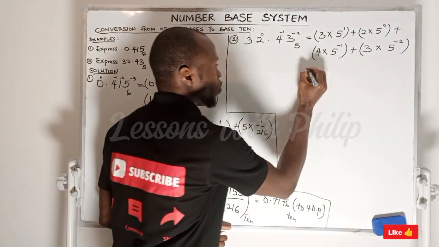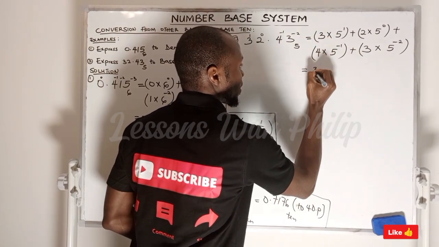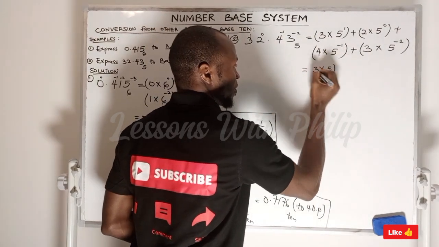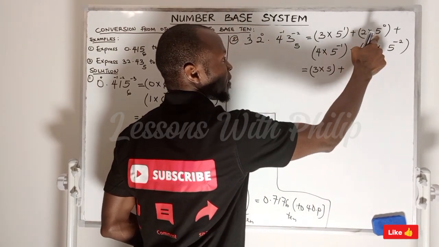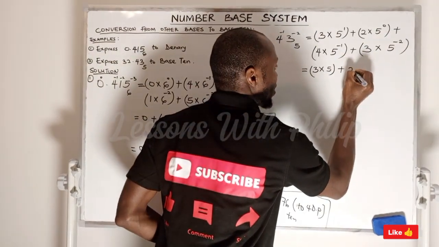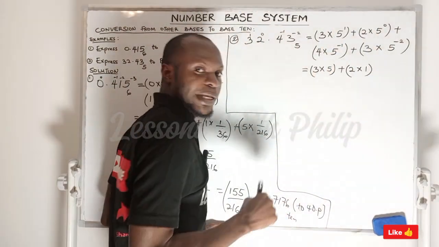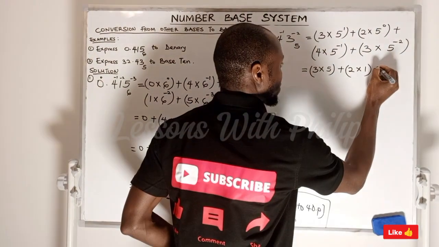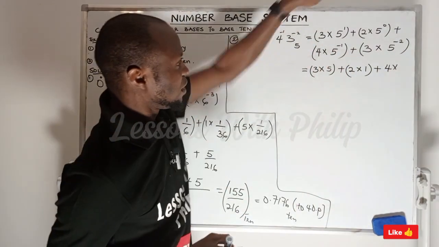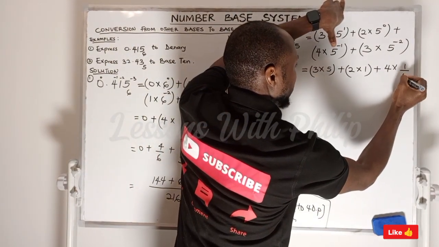Now let's continue. We'll open the bracket, and that will be 3 times 5, because 5 raised to power 1 will still be 5. Plus, anything raised to power 0 is what? Is 1. 1 times 2 will be 2. Let me write it as 2 times 1, because 5 raised to power 0 is 1. Plus 4 times, don't forget, if I remove this minus, it becomes 1 over 5.